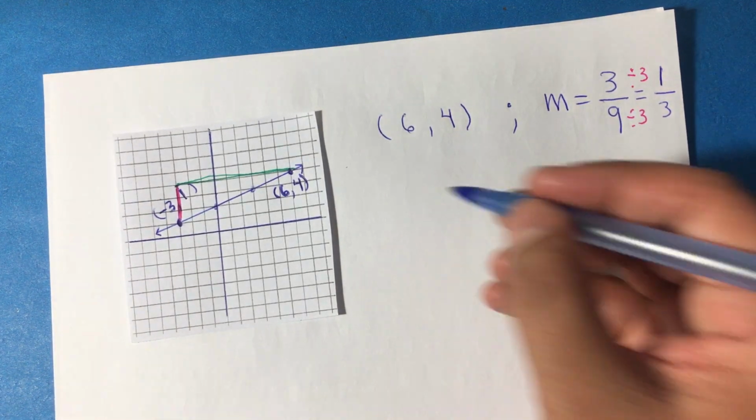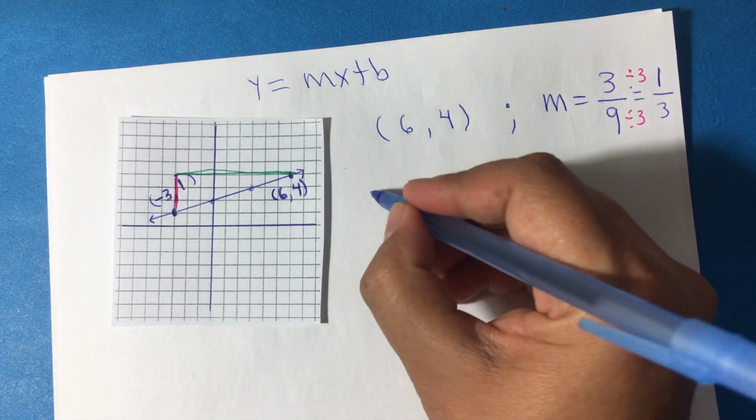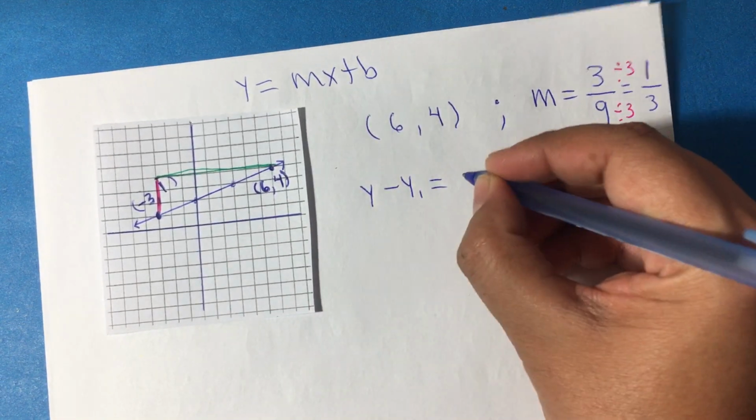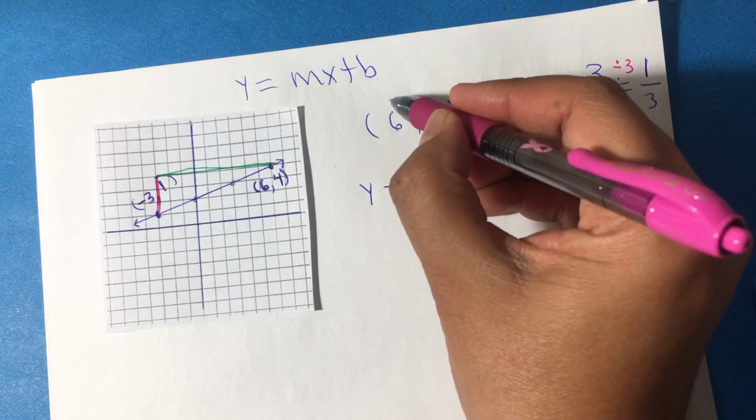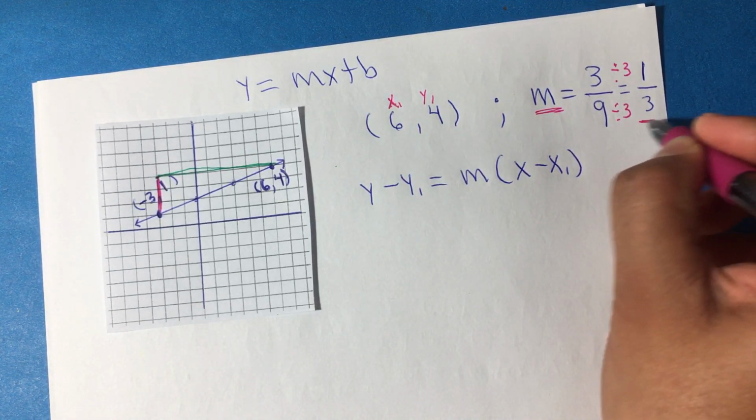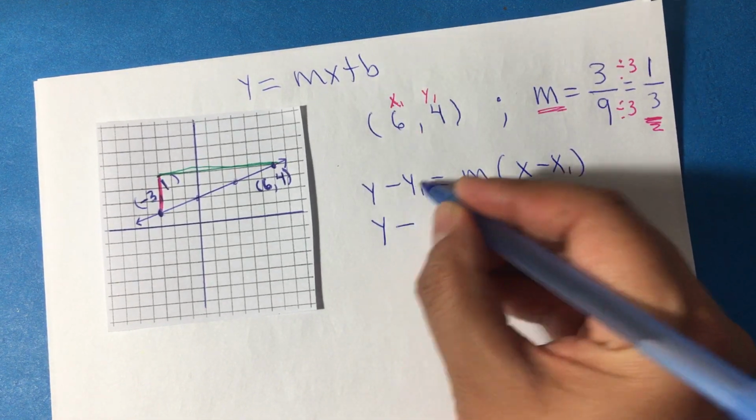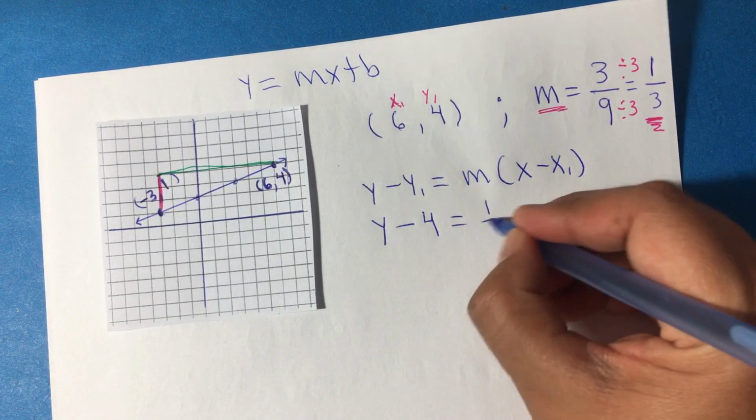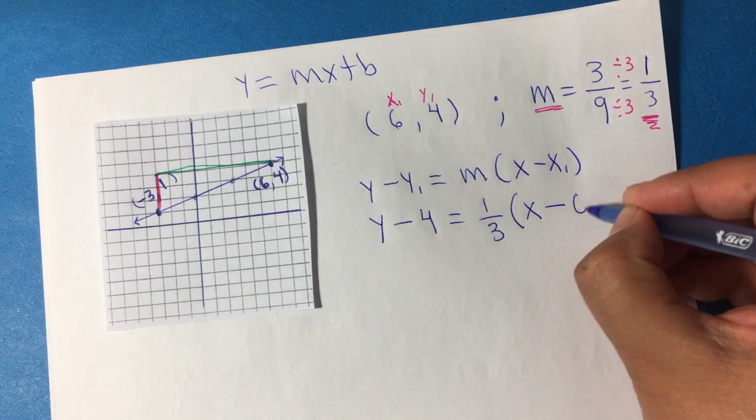Now we're able to find y equals mx plus b. Let me write it in here, y equals mx plus b. But we have to use the point-slope formula. So y minus y1 equals m times x minus x1. This is x1 and y1. And the slope, we're going to use the simplified form to make our lives easier. So y minus the value of y1, which is 4, equals the slope, 1/3, times x minus 6.